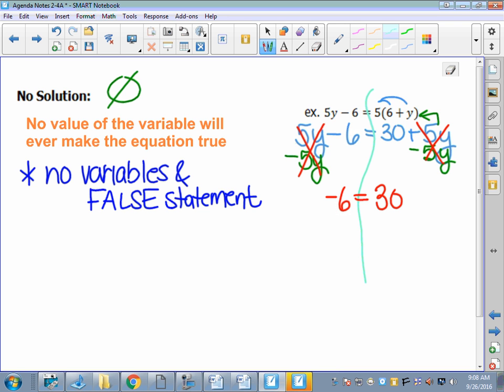So I'm left with negative 6 equals 30. Does anybody like that? Negative 6 is not equal to 30, not even close. So I'm going to go down here and I'm going to say there is no solution because I've got no variables left and it's a false statement. So there is no number we could ever choose. We could try every possible number from now till infinity and we would never get an answer.